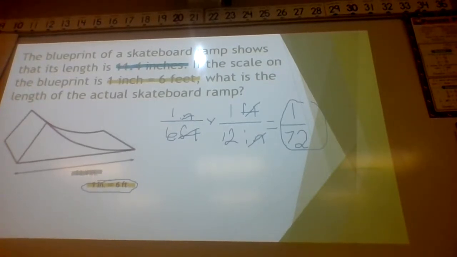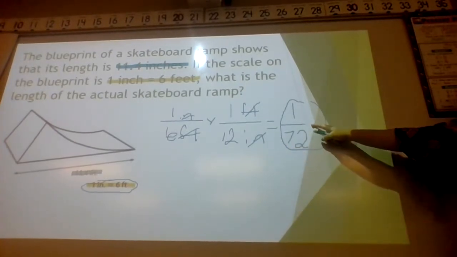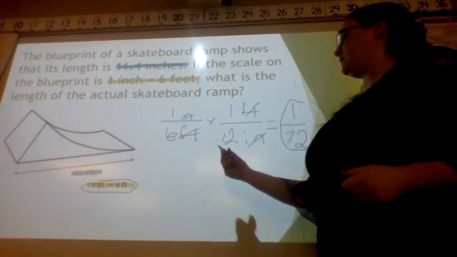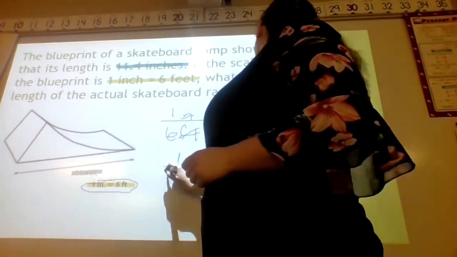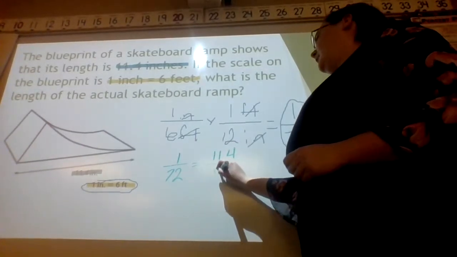Now how you use the scale factor is right here. Your model is 11.4, right? What that means is for every 1 inch on the model, or 1 unit on the model, you have 72 units in real life, right? 1 over 72 is equal to 11.4 over x.